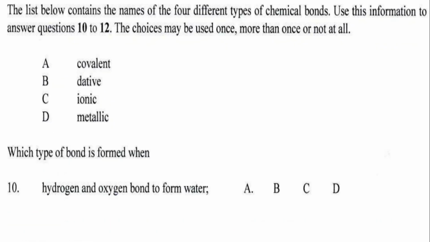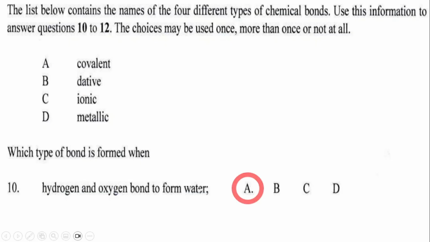Let's move on to question number 10. The list below contains the names of the 4 different types of chemical bonds. Use this information to answer questions 10 to 12. The choices may be used once, more than once, or not at all. So we have covalent, dative, ionic, or metallic bond. Which type of bond is formed when hydrogen and oxygen bond to form water?